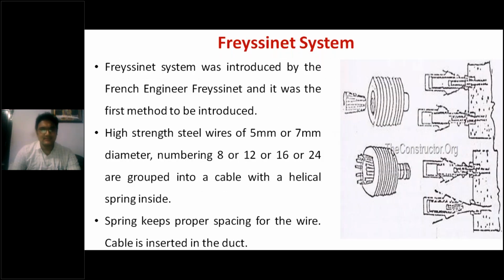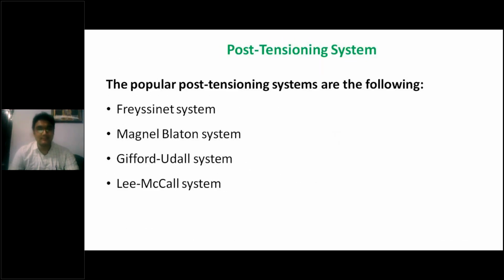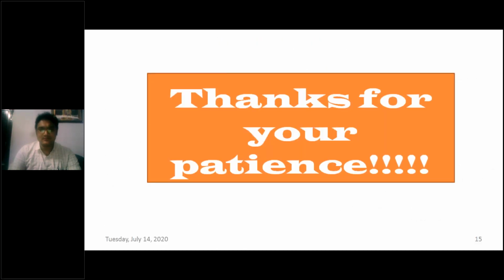And the other three methods, Magnell-Blotton method, Gifford-Udall system, and Lee-McCall system, all came into existence after the Freyssinet system. Okay, so what are the drawbacks in the Freyssinet system? Why did the Magnell-Blotton system come into the picture? That you will be able to understand when we go into that concept. Okay, right. So that ends today's session, Amma.